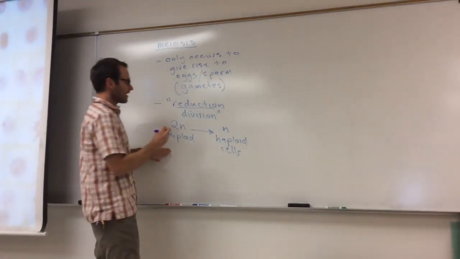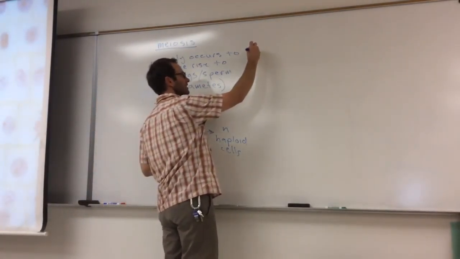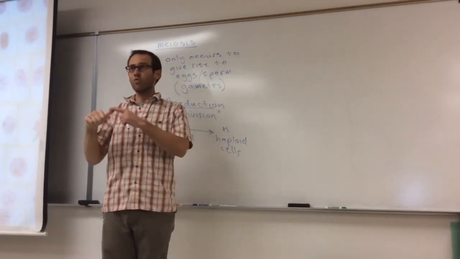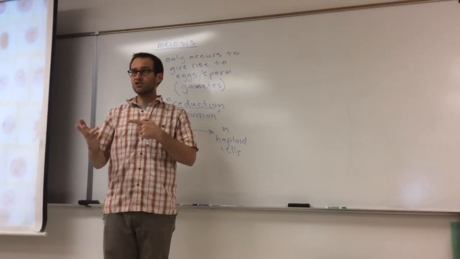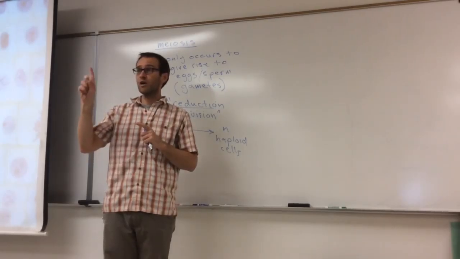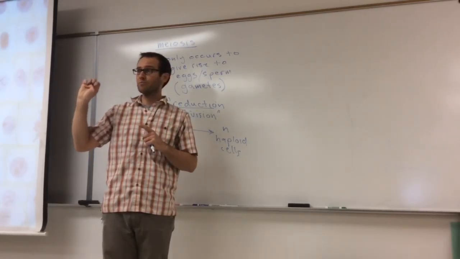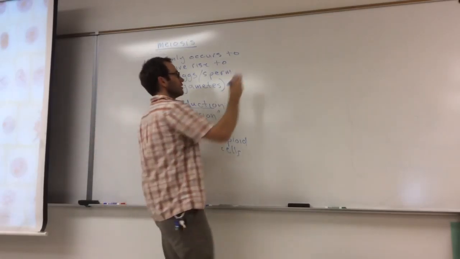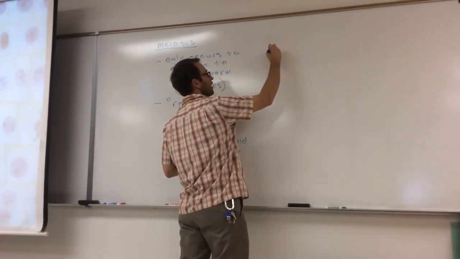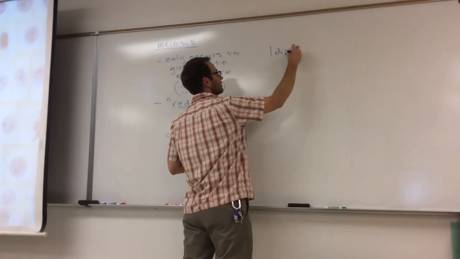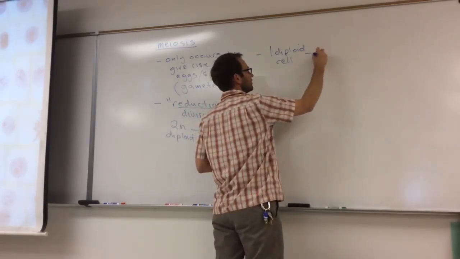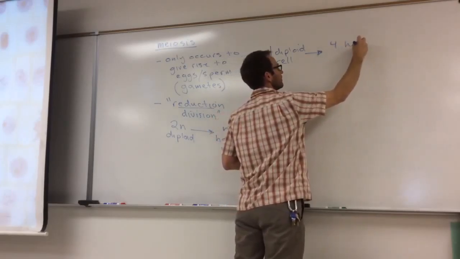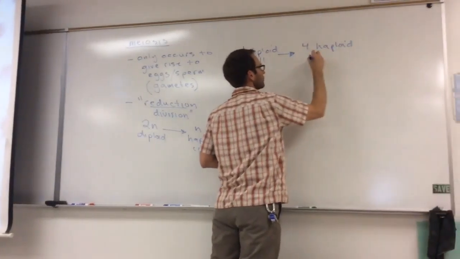Another part of this reduction division is that unlike mitosis, where you go from one diploid cell to two diploid cells, in reduction division, or meiosis, you go from one diploid cell to 4 haploid cells. So what we'll do in this is go from one diploid cell to 4 haploid cells.